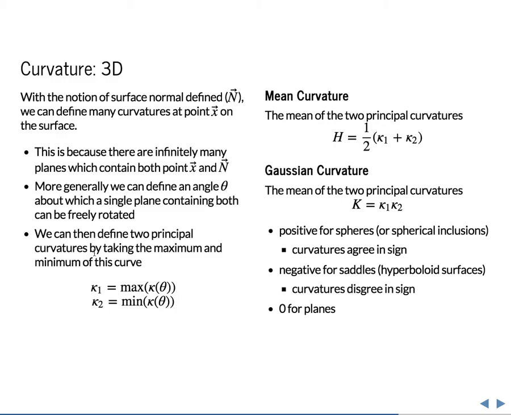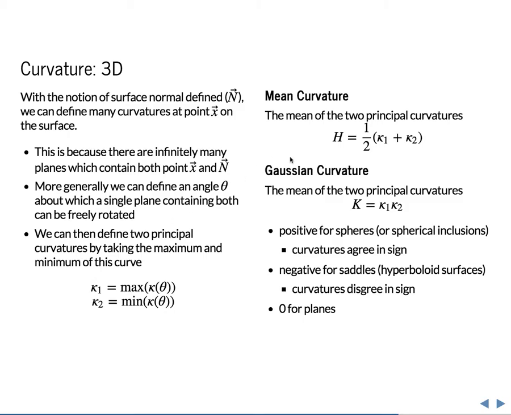K1 is the maximum value of the curvature that you have here, and K2 is then the minimum value. So in a sphere example, K1 and K2 would probably be very similar. In a saddle, K1 would be large and positive, and K2 would be large and negative. And in the dip or divot, they would both be negative.